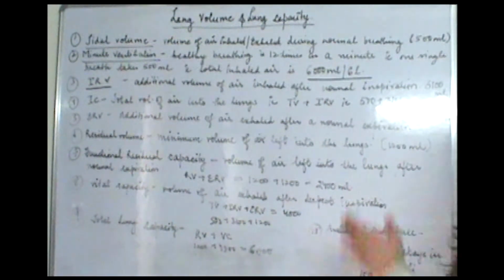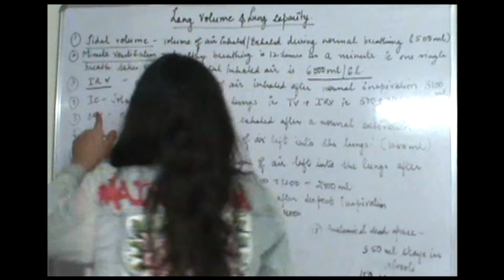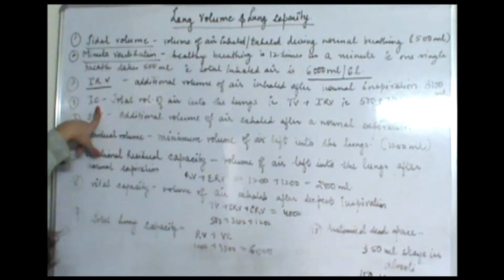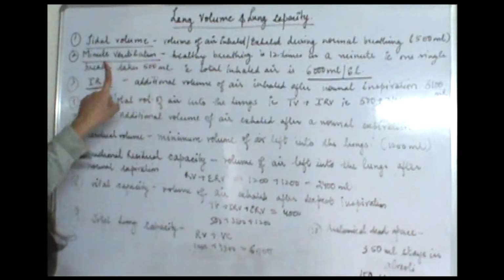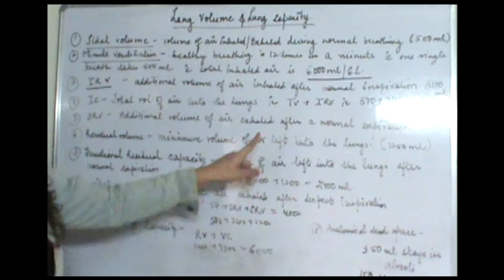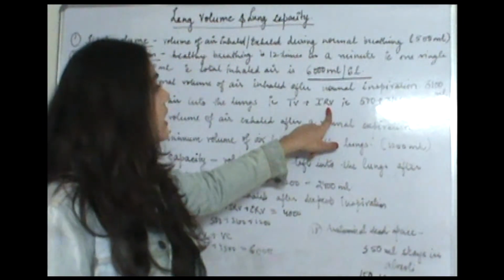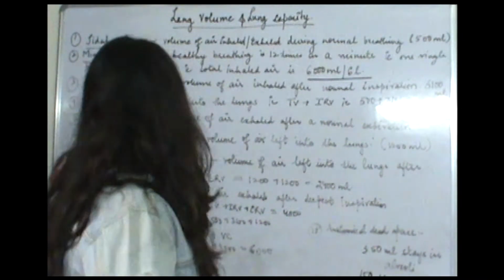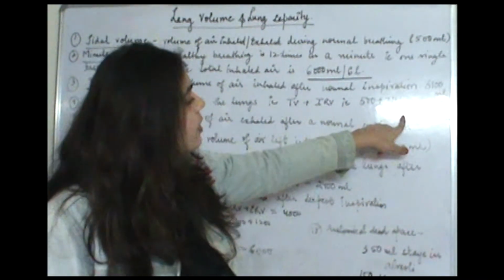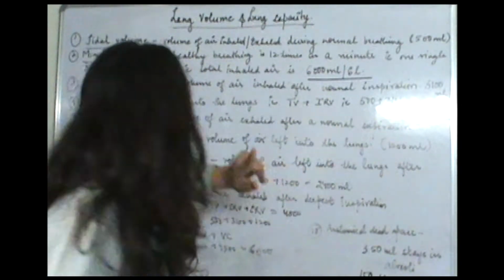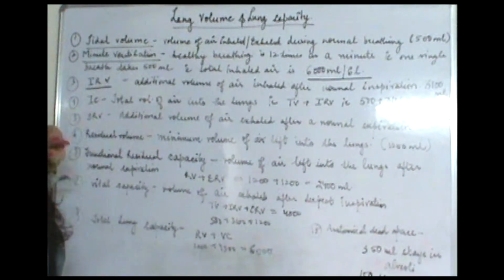Now next is the inspiratory capacity. IC stands for inspiratory capacity. Inspiratory capacity basically means the total amount of air that can be taken into the lung, that is tidal volume plus inspiratory reserve volume, that is 500 ml plus 3100 ml, which will make it 3600 ml. So this will be IC.